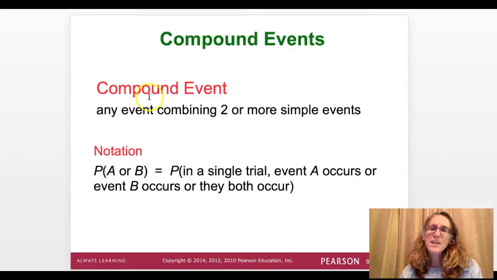A compound event in general is any event combining two or more simple events. This is an example. We'll also look at the probability of A and B, A and then B, and A given B. This is the probability of A or B. The nice thing about this situation is that you're talking about a single trial. When we get to the multiplication rule, you'll be looking at A happening and then B happening, which is two trials going on.